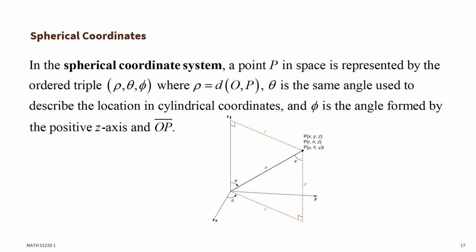0 to pi over 2 represents you're above the xy plane. Pi over 2 to pi is below the xy plane. 0 means you're on the positive z-axis. Pi means you're on the negative z-axis. And pi over 2 means your point is somewhere on the xy plane only, which means your z would be 0.